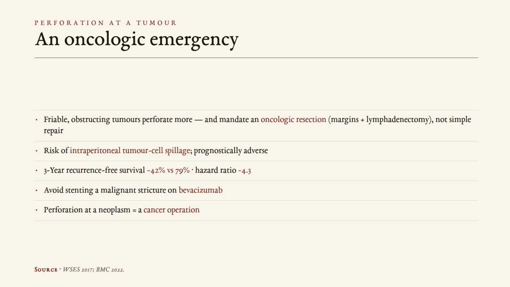This is not only about sepsis. Tumor perforation risks intraperitoneal tumor cell spillage and is prognostically adverse. In a comparative cohort, perforation was independently associated with a markedly worse 3-year recurrence-free survival, about 42% versus 79%, with a hazard ratio near 4.3. Practically, avoid stenting a malignant stricture in a patient on bevacizumab, handle known tumors gently, and if perforation occurs at a neoplasm, treat it as a cancer operation.